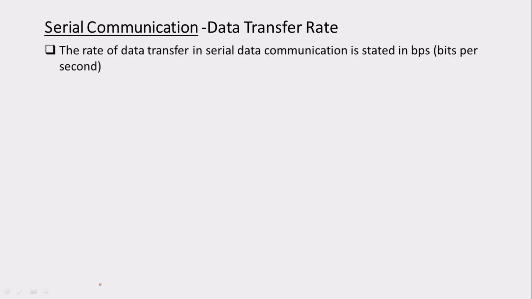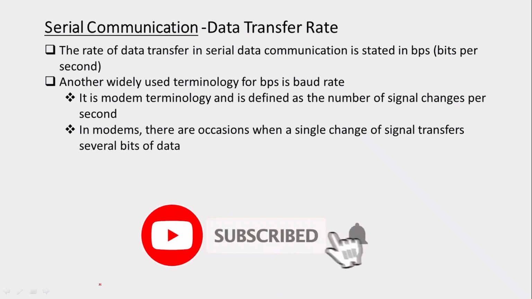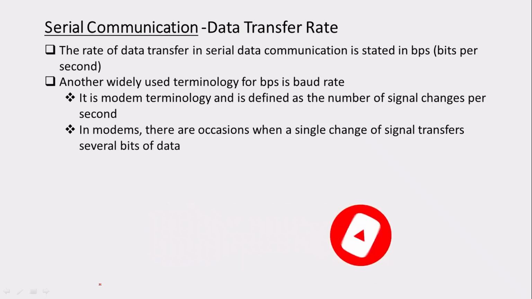We need to specify the number of bits to be sent per second. The rate of data transfer in serial communication is stated as bps, bits per second. Another widely used term for bps is baud rate. Baud rate is nothing but bits per second. In modern terminology we call it baud rate.